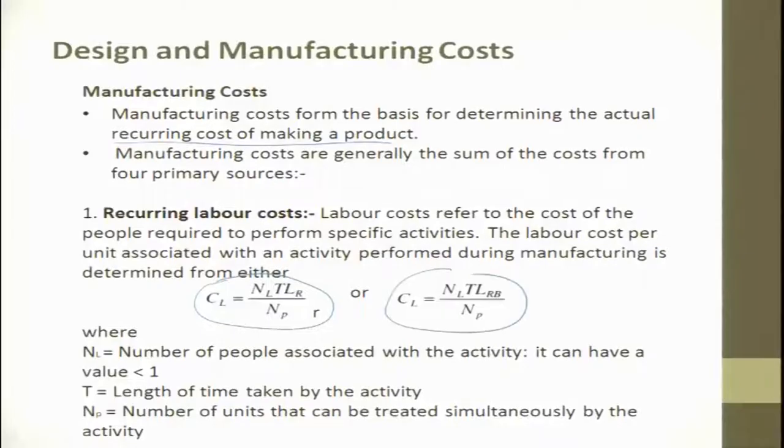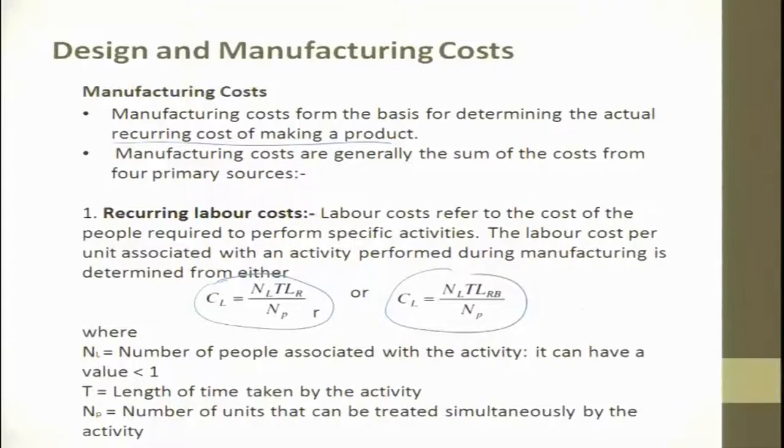So, these two formulas are the same. Where NL is the number of people associated with the activity, it can take values always less than 1. Then T is the length of time taken by the activity. NP is the number of units that can be treated simultaneously by the activity.